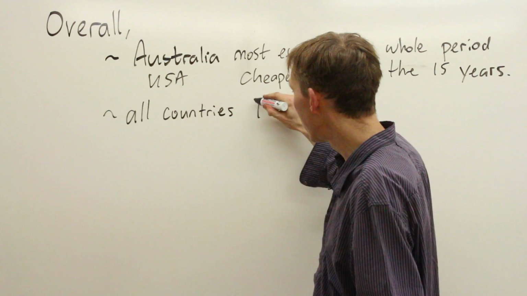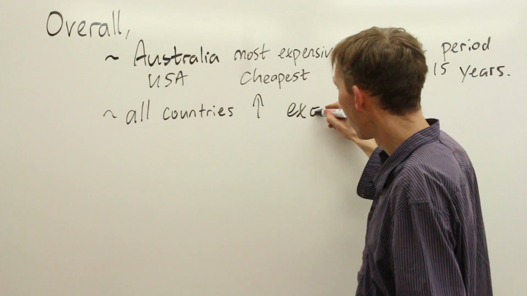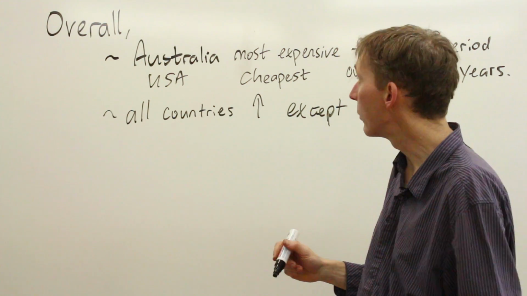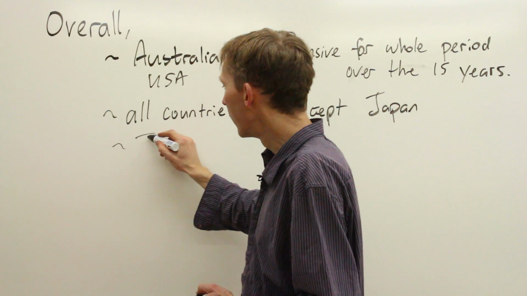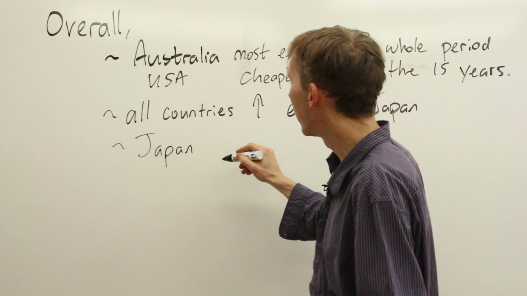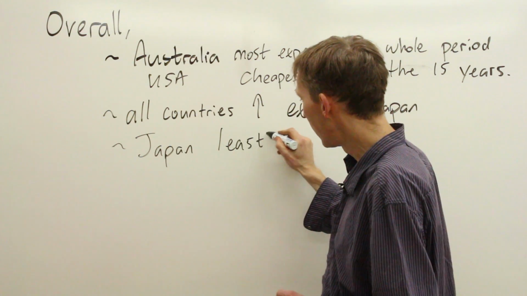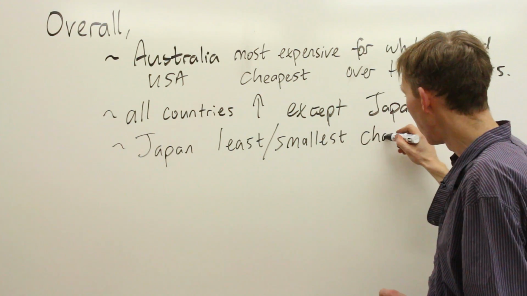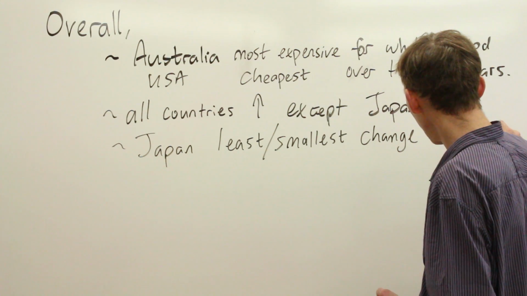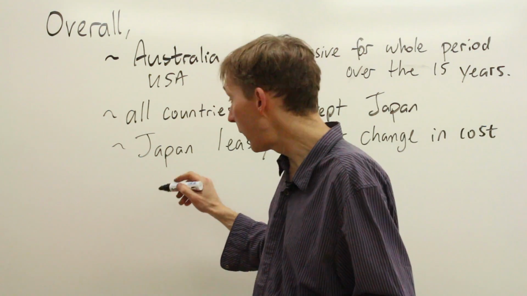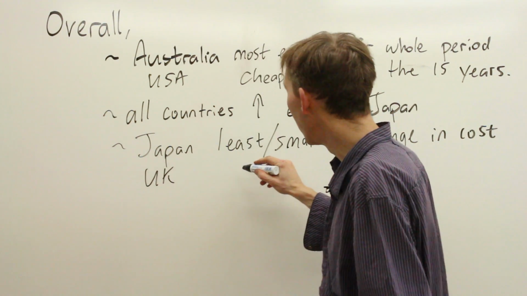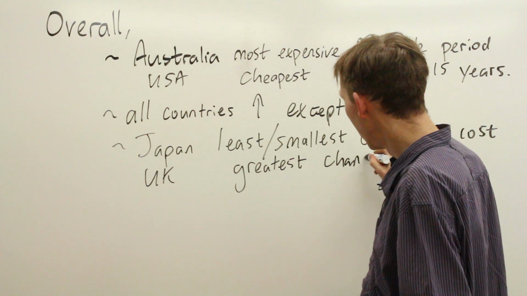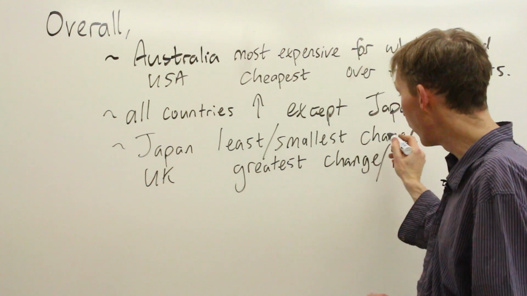showed an increase for the period except Japan, which of course showed a downward trend. Japan also had the least, or the smallest, change in cost. As opposed to the UK, which had the greatest change, or increase, let's say, because we don't want to repeat the word change.